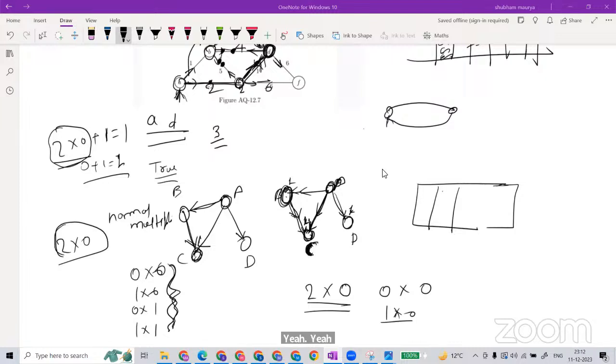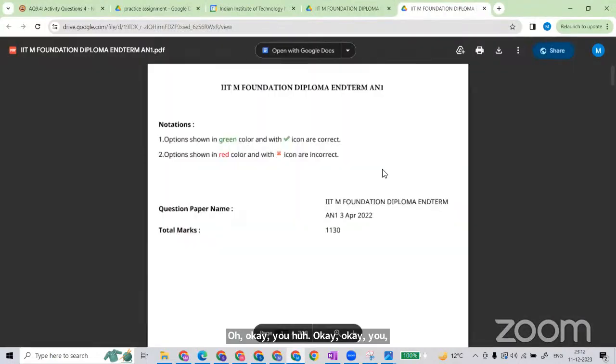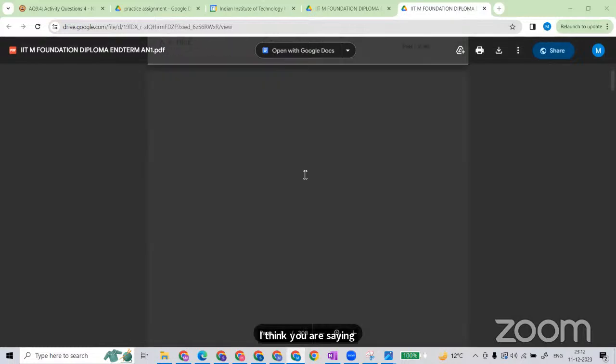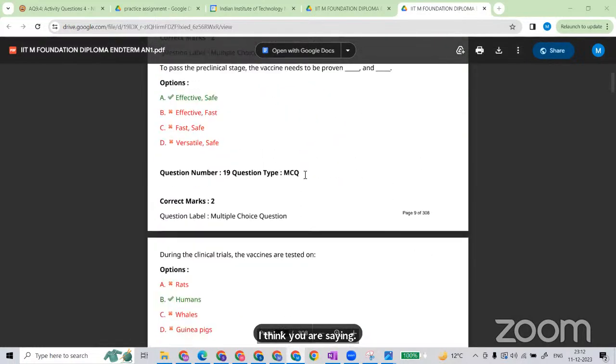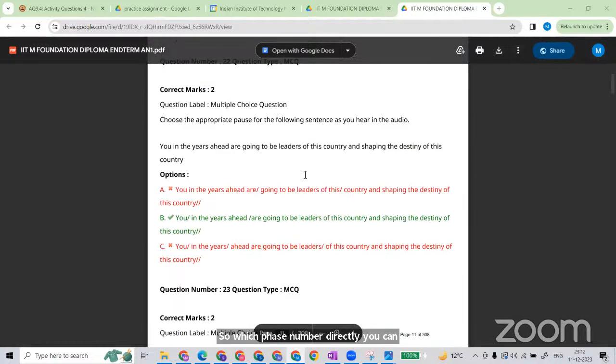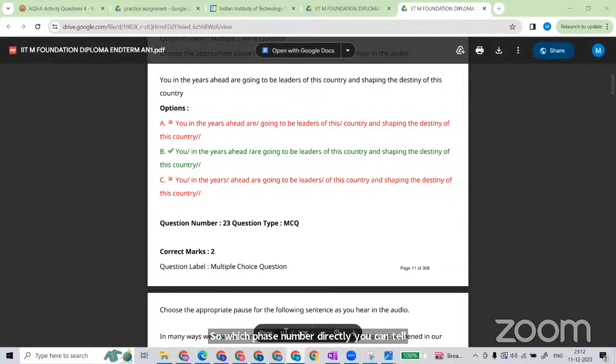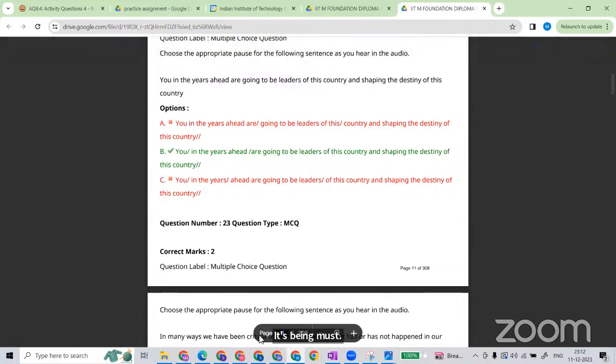Now next is... Siva has given... Siva, yes. I'm asking if you need it. You asked about a relation, whether there is any before and after. Okay, you check it. So it is a separate question, I think you are saying. Yeah, if you scroll down, just scroll down. Which page number can you tell directly? This page number, 39.